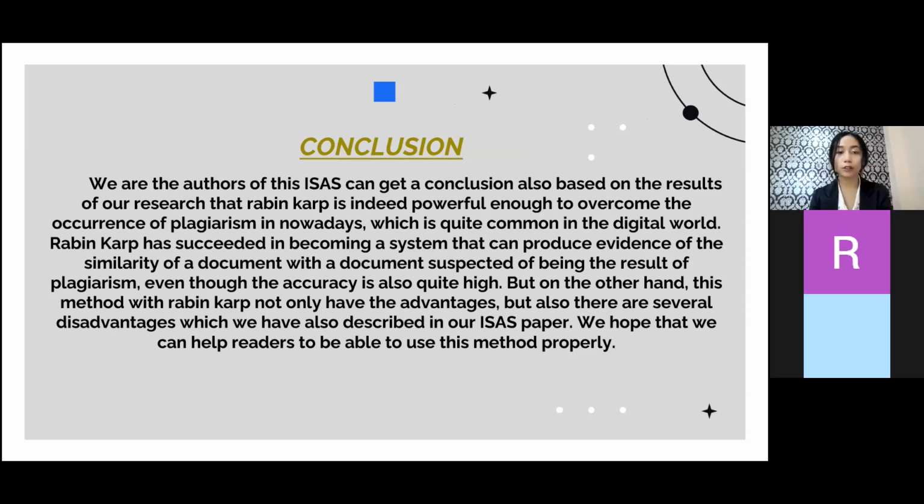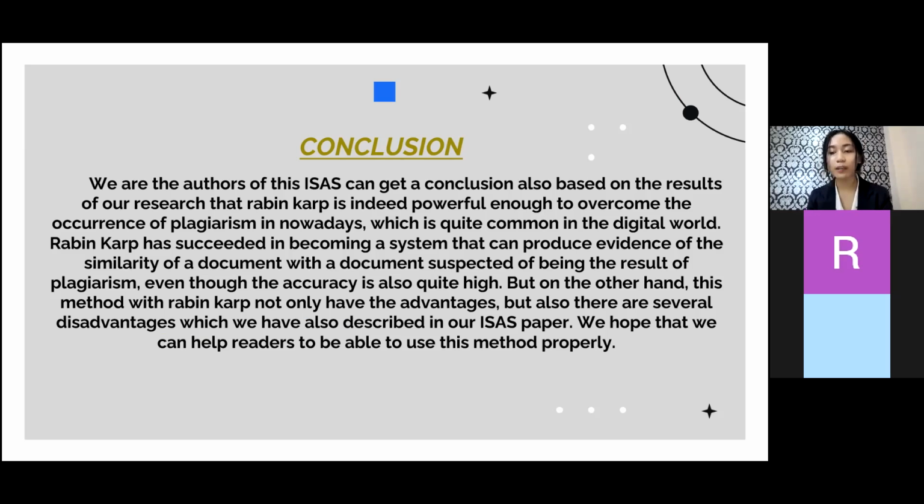Okay, starting with the conclusion. So we, as the authors of this ISAS, can draw a conclusion based on the results of our research from various parties, from journals and also books, that Rabin-Karp is indeed powerful enough to overcome the occurrence of plagiarism in this era, which is quite common in the digital world or online platforms. Rabin-Karp has succeeded in becoming a system that can produce evidence of the similarity of a document with a document suspected of being the result of plagiarism, and the accuracy is also quite high.